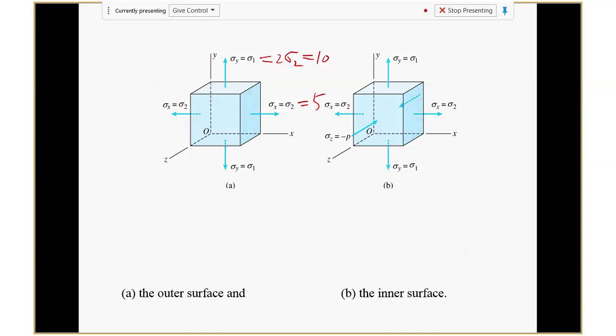Can you draw the Mohr circle for this? Let me see if I have it here. No, I don't have it here. That's just the equation. Okay. What's a Mohr circle?